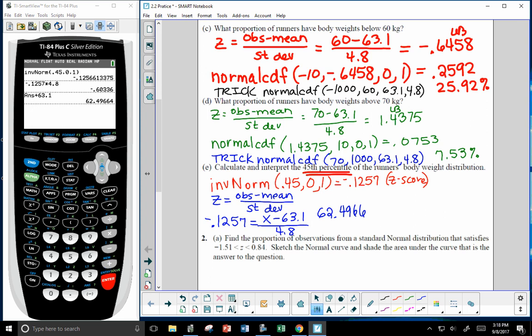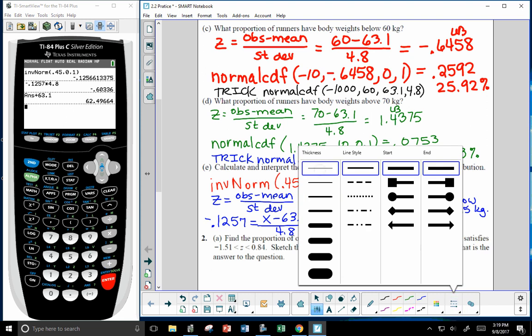Okay, so now let's talk about the trick, trying to skip having to work anything out. We could just plug in the calculator initially from the inverse norm. We could have just done inverse norm of 0.45, putting in our true mean and our true standard deviation, and it should go straight to giving us the 62.5 without even having to work out anything with the z-score formula. So I'm doing inverse norm, 0.45, with a mean of 63.1 and a standard deviation of 4.8. Run it, and it should give me the 62.5 kilograms. So then you didn't have to do any of the work, but you did still need to do that interpretation.